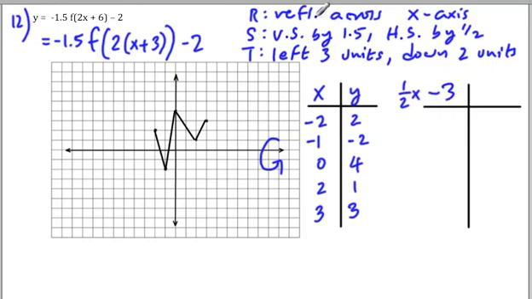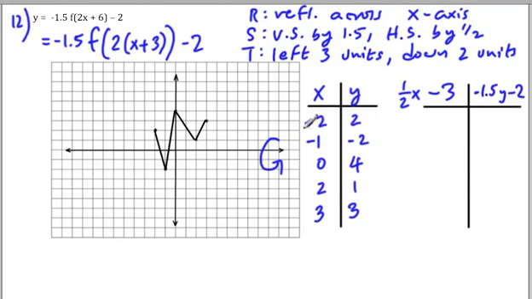Now let's deal with the y's. We can see that there's a reflection across the x-axis, which means all the y's will change. So we know that it's going to start off with a negative. It's a vertical stretch by 1.5, so it means all the y's get stretched by 1.5y. And it's down 2 units, so it's minus 2. Okay? So now all we have to do is take these x's and y's and put them into this and figure out what's going to happen.